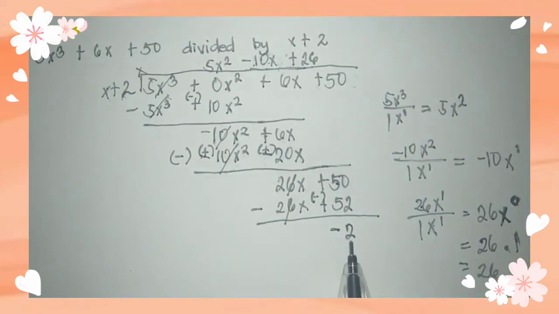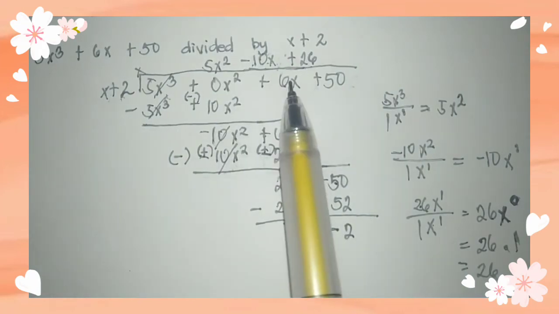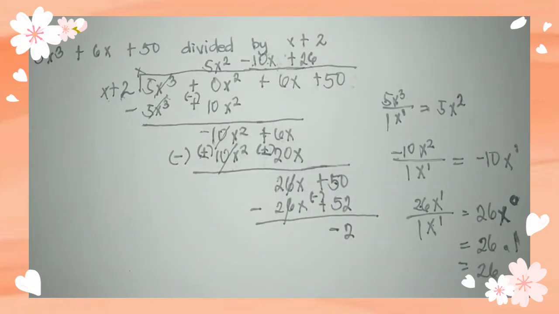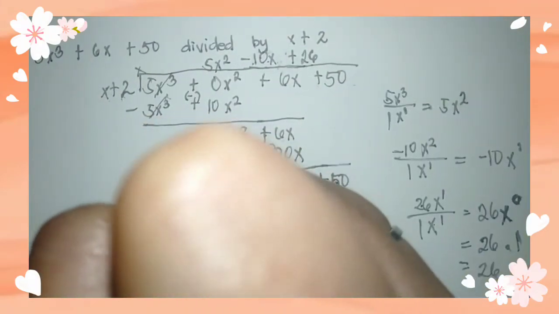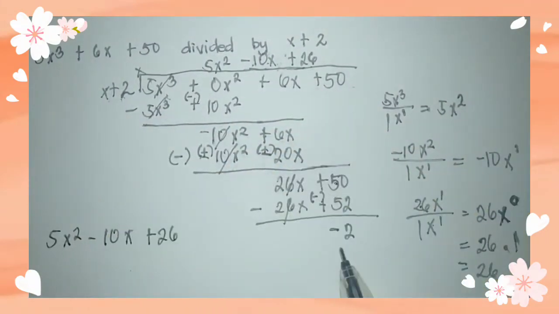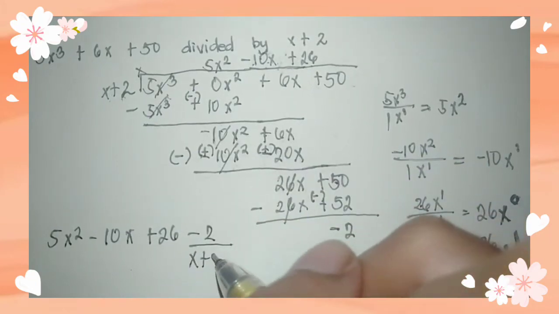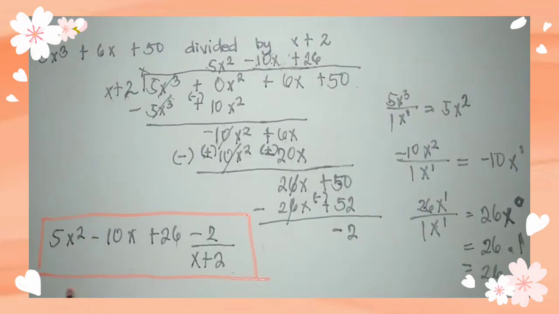And hindi na natin siya pwedeng i-divide kay x plus 2. As you can see, na-reach na natin yung constant term. Okay? Then the answer will be 5x squared minus 10x plus 26 minus 2 over x plus 2. Remember, ito yung ating pinaka-remainder. So, this is the answer. We have 5x squared minus 10x plus 26. Remainder, negative 2 over x plus 2.